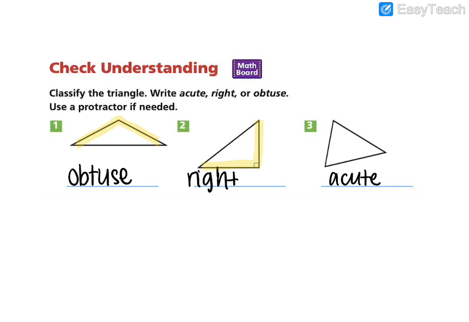Right, let's go ahead and check your work. Our first triangle is an obtuse triangle. You can tell it has an obtuse angle right here. It is greater than if that angle were about 90 degrees. Then we have a right triangle. We have a right angle shown. And this last one has all three acute angles, so it is an acute triangle.